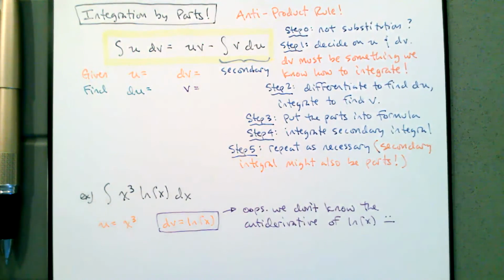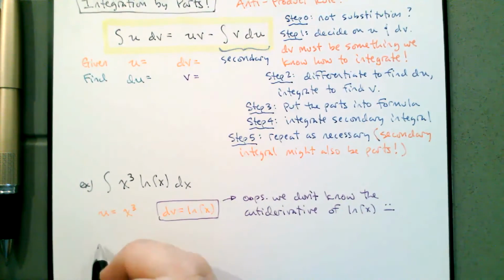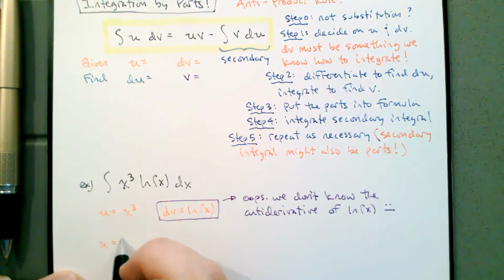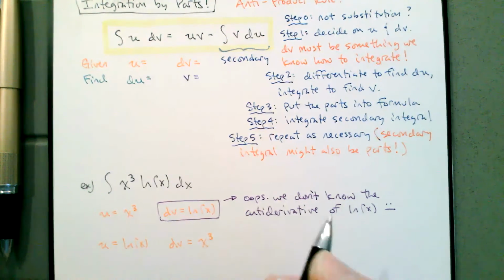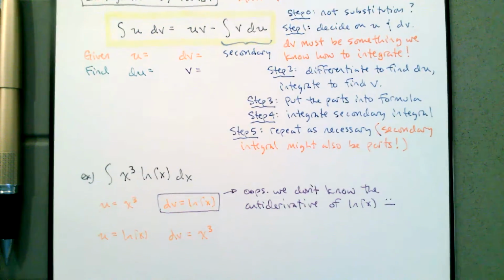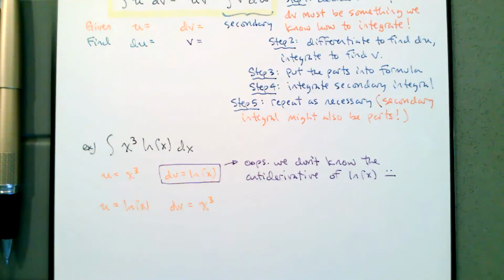So here we don't know the antiderivative of natural log of x. So natural log of x cannot go in the dv slot. We do know the derivative of natural log of x. So let's try switching them up. So let's say u is natural log of x, and let's set dv to be the x cubed. You haven't attempted a parts problem if you haven't attempted it twice.